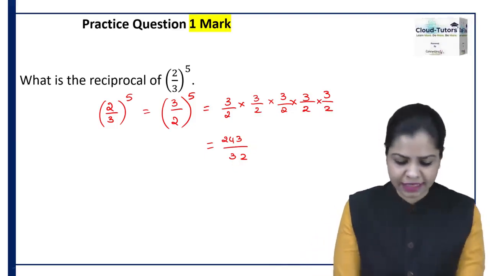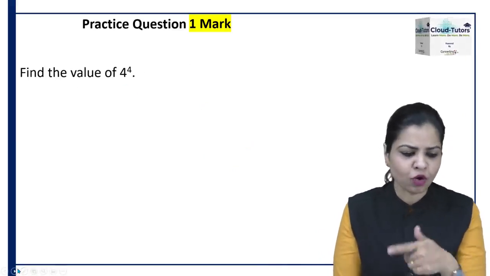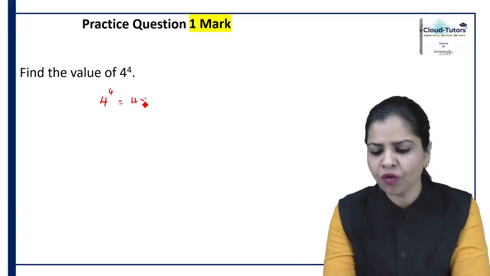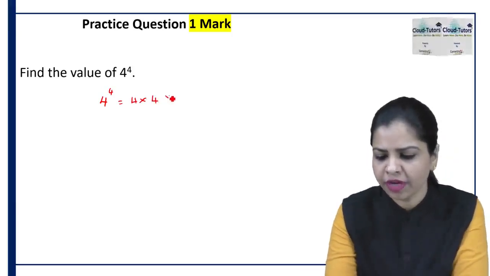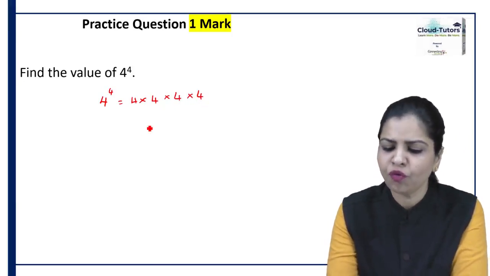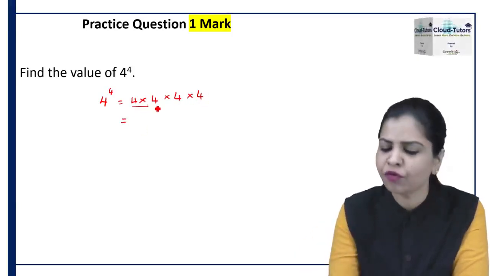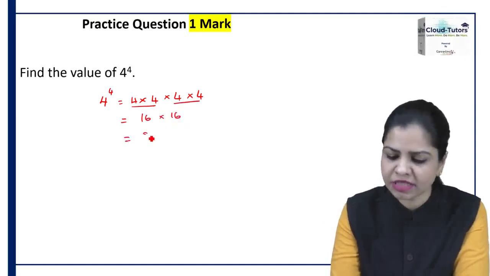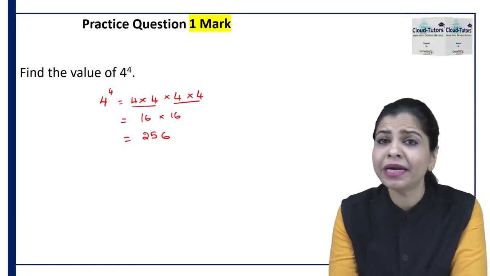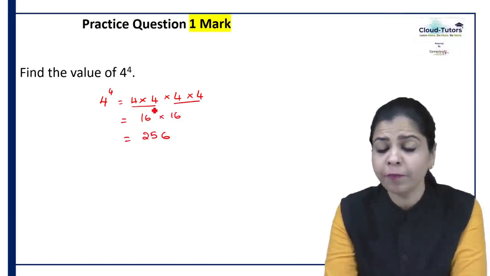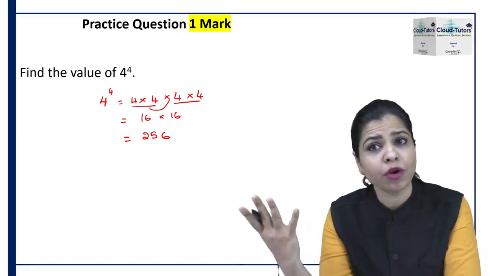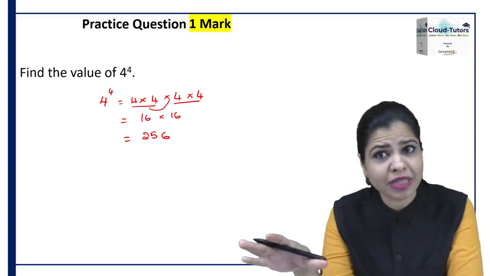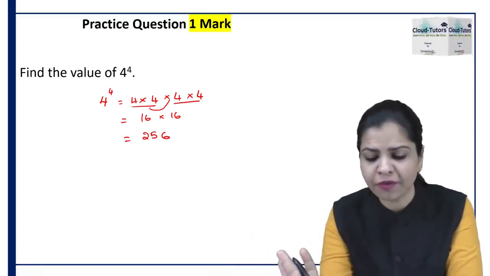Okay, let's see the next question. Find the value of 4 power 4. So 4 power 4 is nothing but 4 into 4 into 4 into 4. So you multiply. 4 4s are 16, 4 4s are 16. 16 into 16, 256. How do you multiply? Choice is yours. You multiply 4 into 4 and then you can go and multiply with 4, 16 into 4 and then with 4 again, but it's okay, the choice is yours how you want to do it.